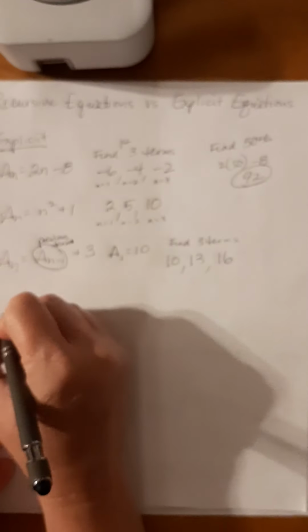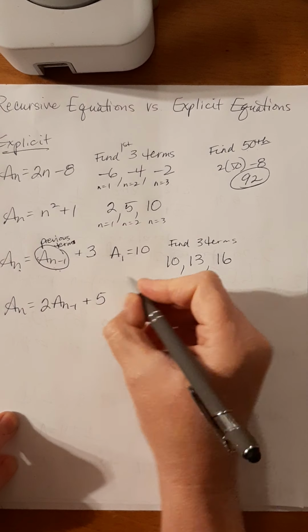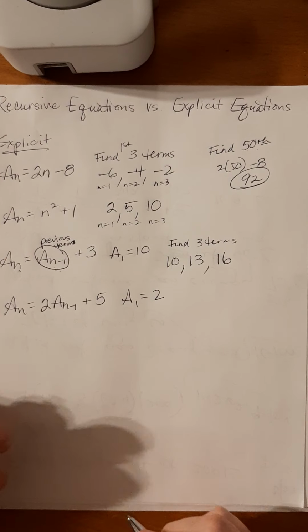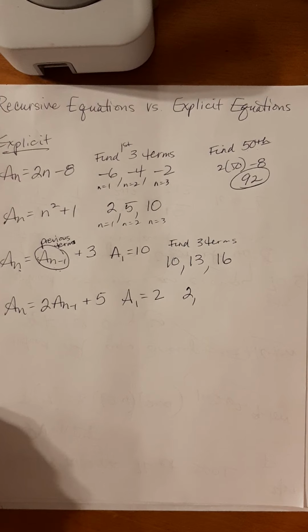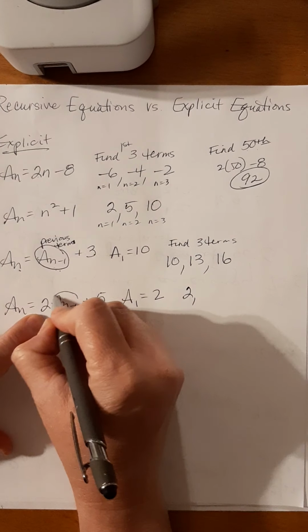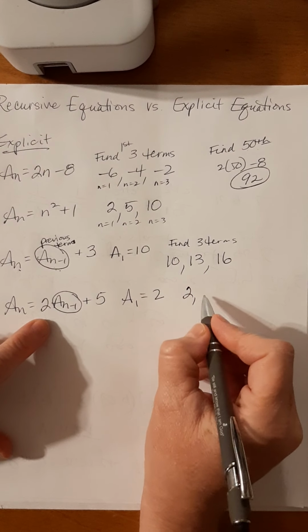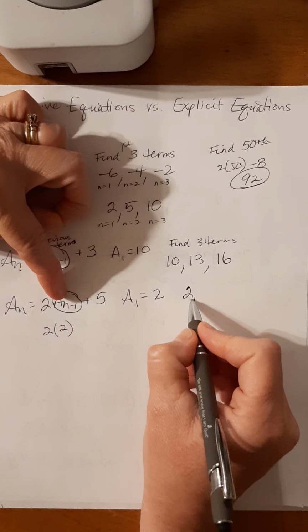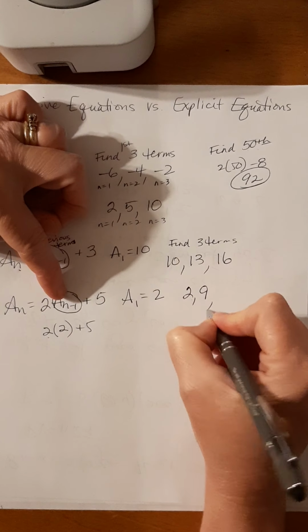And of course, I know you're like, well, that's not too bad. Well, they can get complicated. Let's say 2 times the previous term plus 5. First term is 2. So if I wanted to find the first 3 terms, well, I know the first term is 2. Now to find the others, remember this just means previous term. I circle it to kind of give you an idea. So the second term is 2 times previous term, which is 2, plus 5. So 4 plus 5, 9.